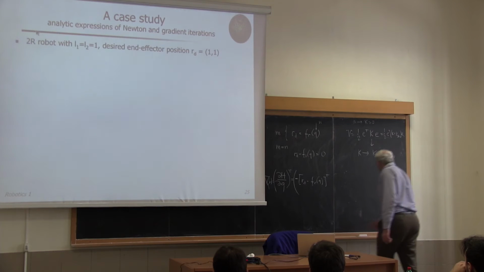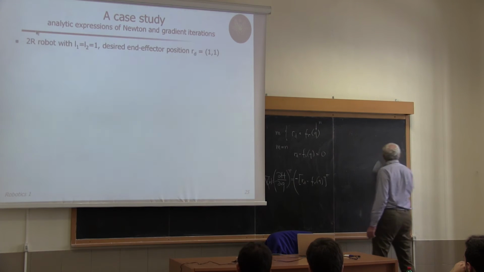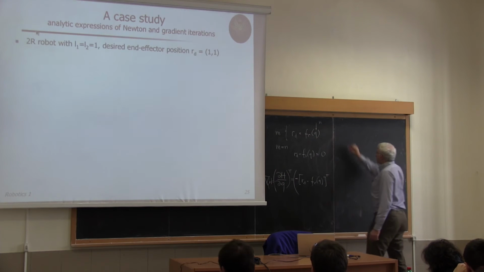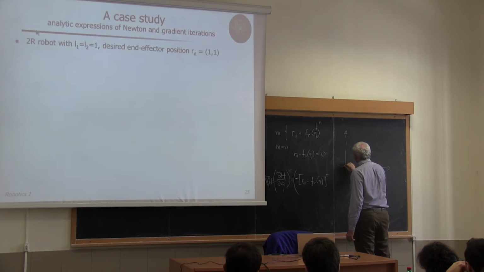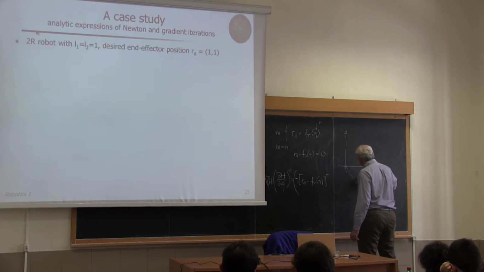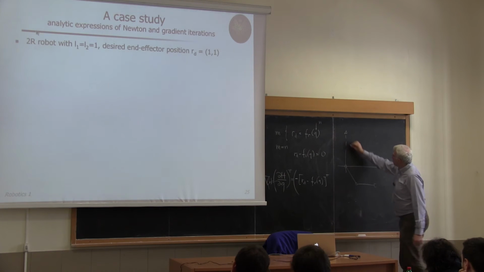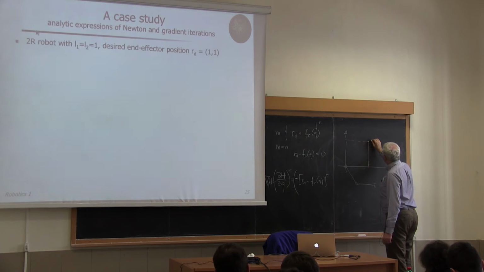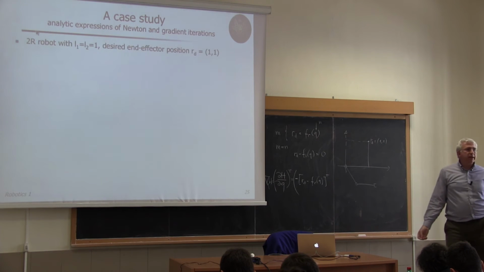Now, what is the solution to this problem? What is the inverse kinematic solution? So we have some set of coordinates. We have a link 1 and a link 1. And now we would like to be here. This is our desired 1, 1. What are the inverse kinematic solutions for this?